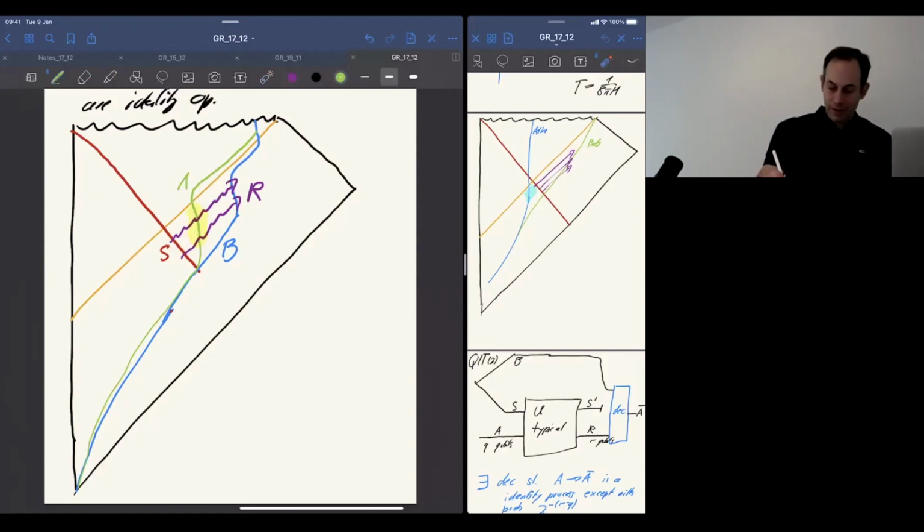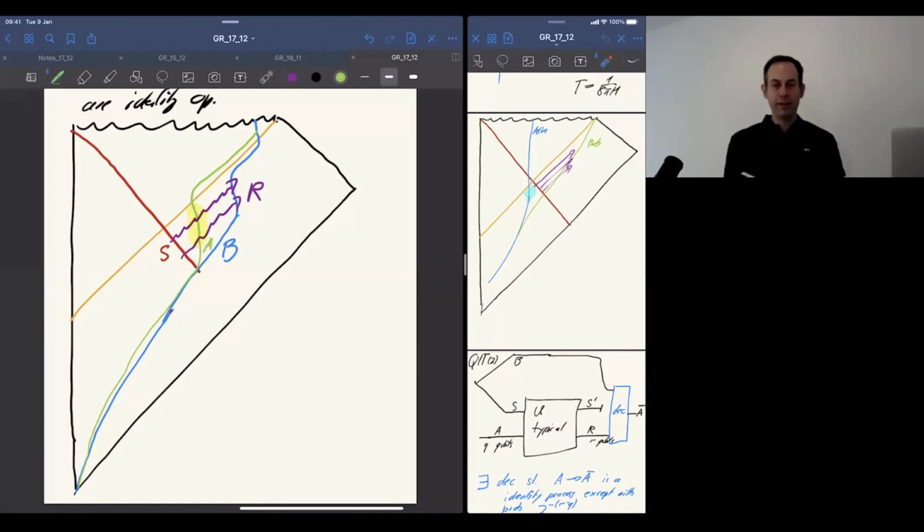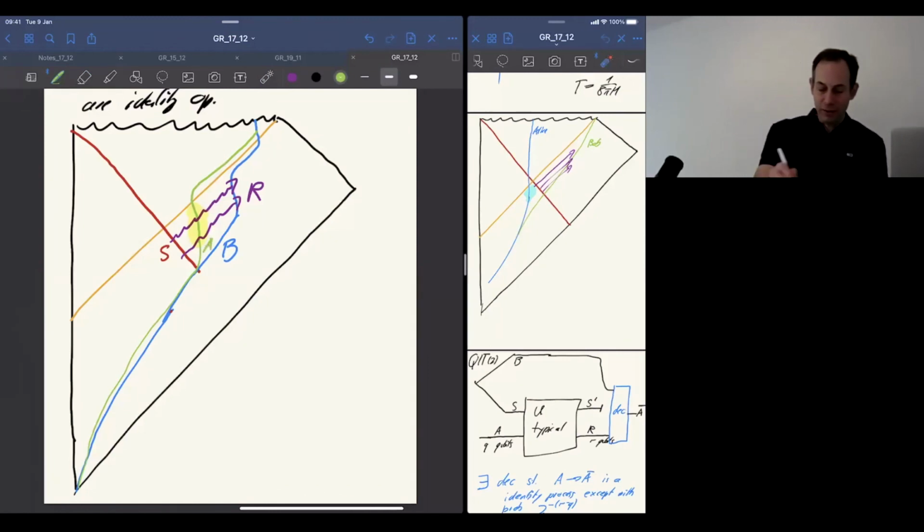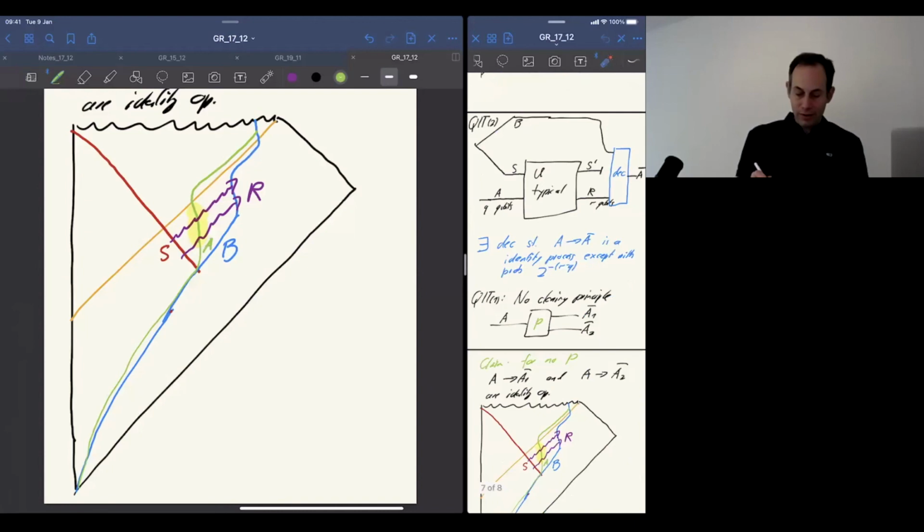And now, from Bob's point of view, I put Alice here. At the end, every process should be unitary, so in particular also this process. So now compare it to this diagram. Let's suppose this yellow region that I've drawn here is, at the end, a typical unitary.